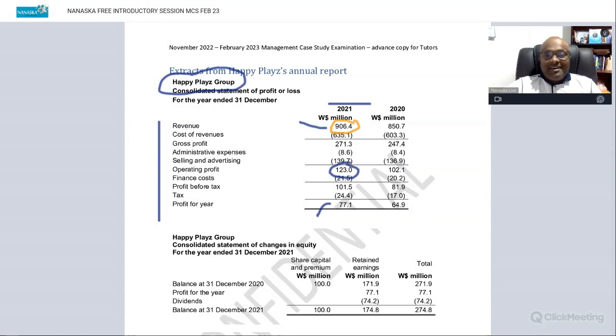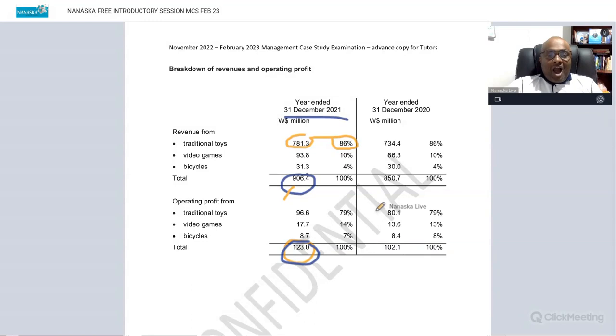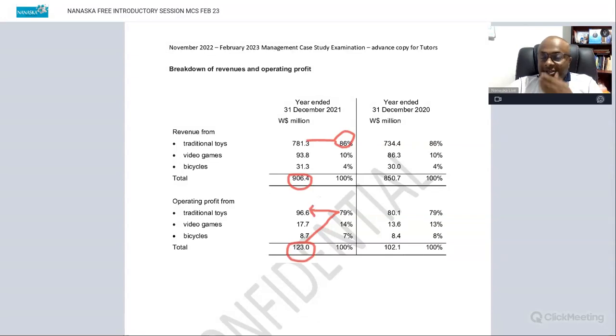So sales is 906 and operating profit is 123. Out of 906 million sales, 86% is coming from traditional toys. Out of 123 million operating profit, only 79% is coming from traditional toys. Which means traditional toys account for 86% of sales, but only 79% of the operating profit.